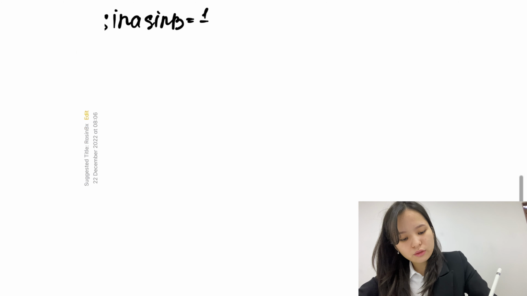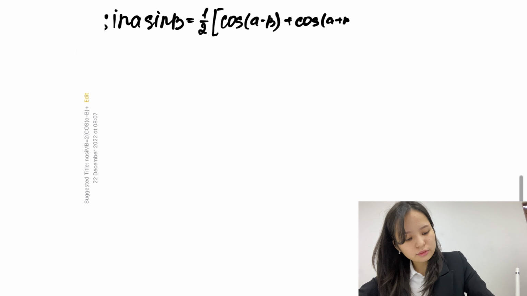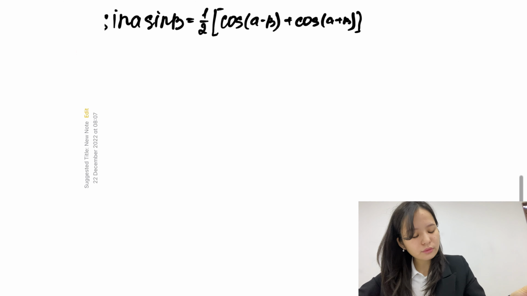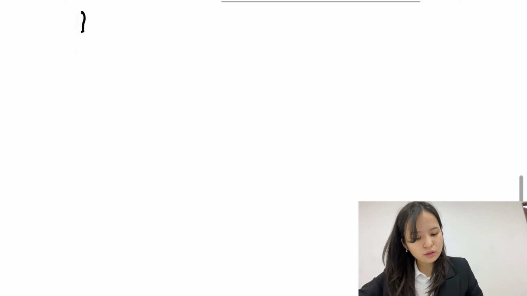Let's look at other formulas. The product to sum formula for sine is similar to the formula for cosine. The difference is only in signs. The product of sine A sine B is equal to 1 over 2 multiplied by cosine A minus B minus cosine A plus B. Okay, and let's solve examples.